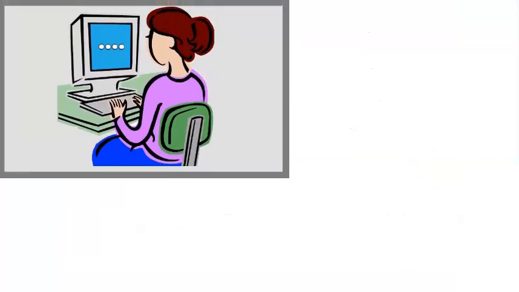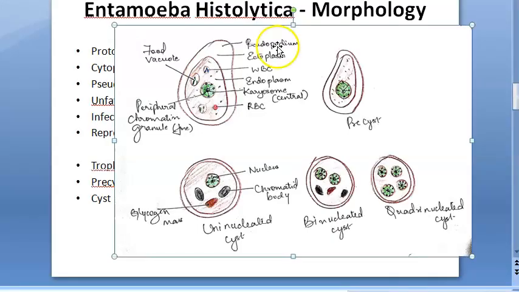We finished looking at the trophozoite of Entamoeba histolytica. Now we are moving on to the precyst. Why will they become a precyst? Whenever they go into the large intestine, they will undergo encystment. Usually they say it is because of an unfavorable environment that it becomes a cyst, but anyway, in the large intestine it becomes a cyst. Precyst, then it becomes a uninucleate, binucleate and quadrinucleate cyst.